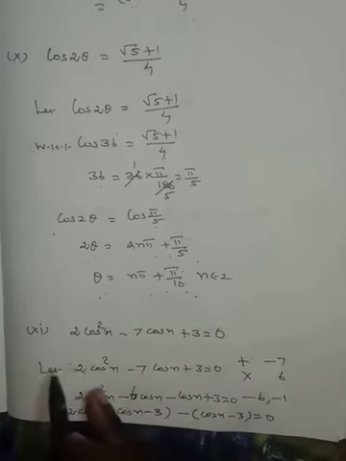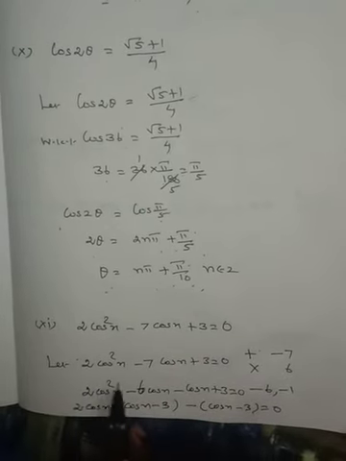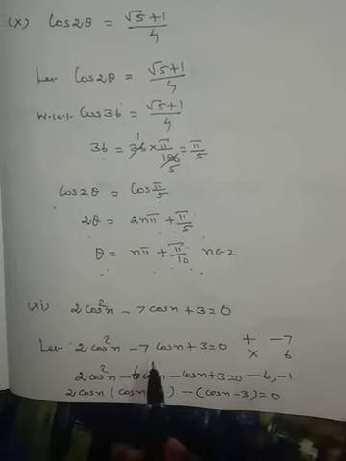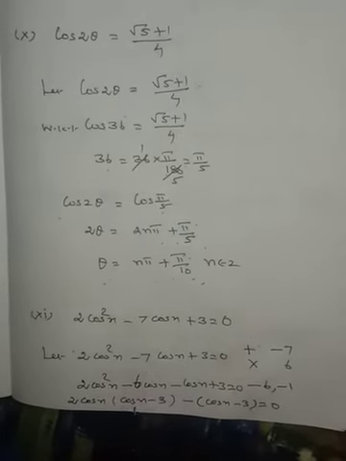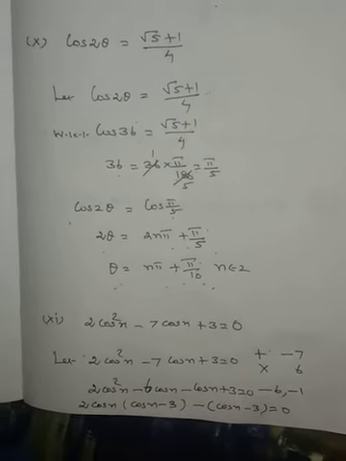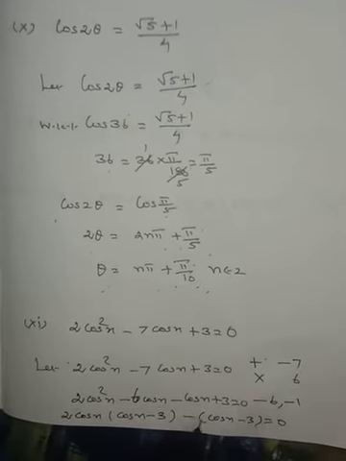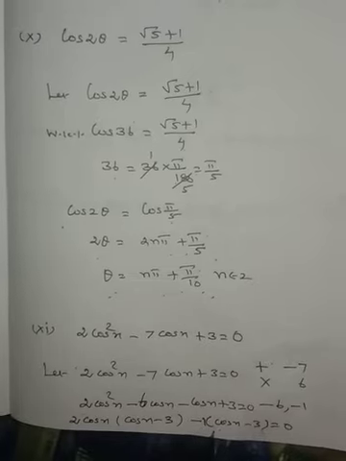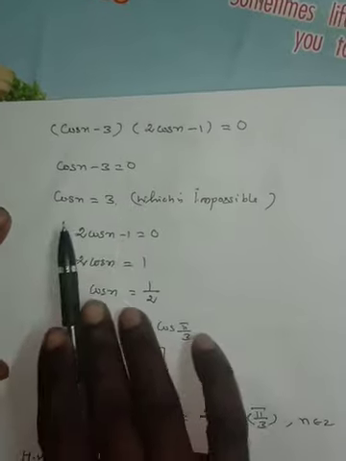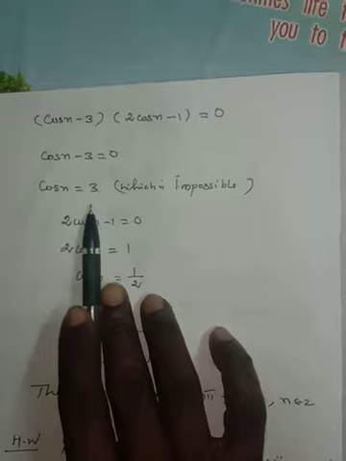Next, sum number 11. 2 cos square x minus 7 cos x plus 3 is equal to 0 is given. 2 cos square x minus 7 cos x can be written in the form of minus 6 cos x minus cos x plus 3 is equal to 0. Take first two terms, 2 cos x is common, remaining part cos x minus 3. Next two terms, one is a common number, so cos x minus 3 into 2 cos x minus 1 is equal to 0. Cos x minus 3 is equal to 0 means cos x is equal to 3, which is impossible. Why? The reason is cos function varies from minus 1 to plus 1.